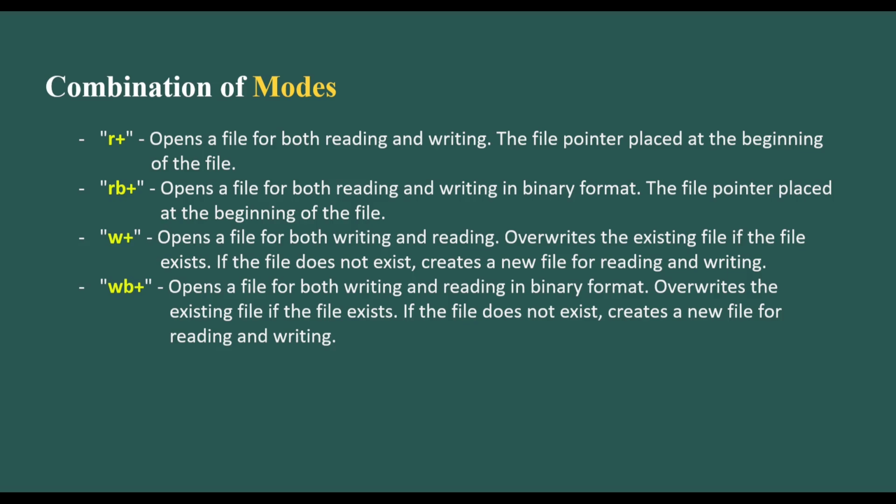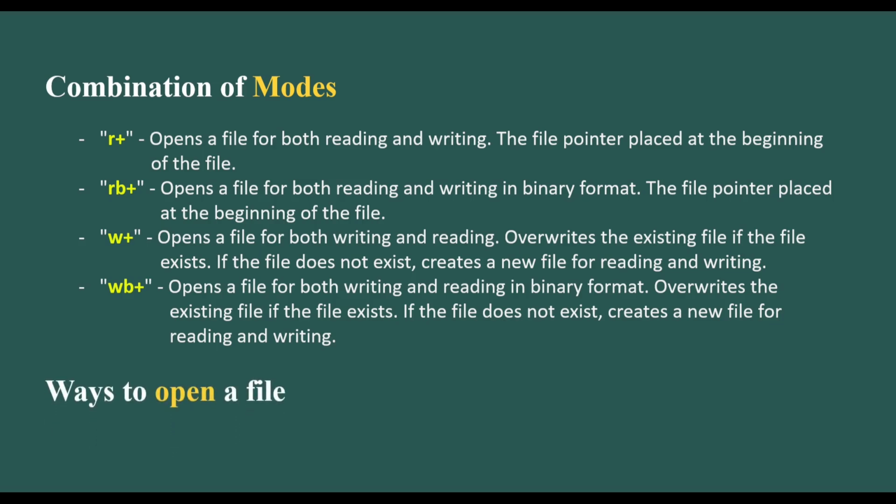Next we have WB plus. It opens a file for both writing and reading in binary format. It overwrites the existing file if the file exists. If the file does not exist, it creates a new file for reading and writing.